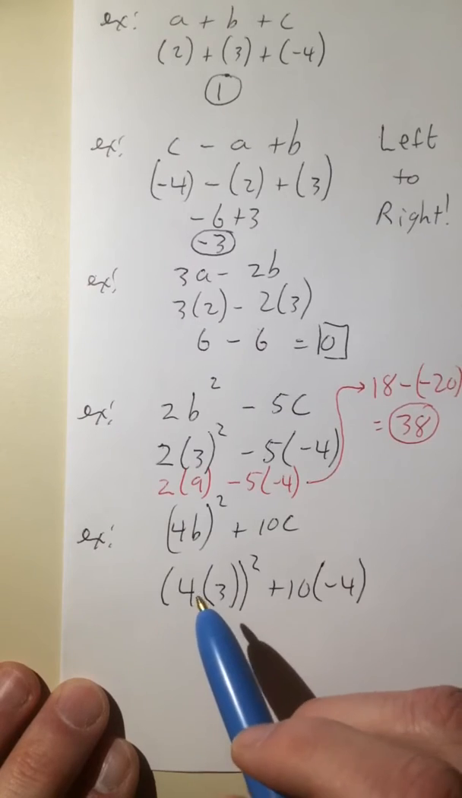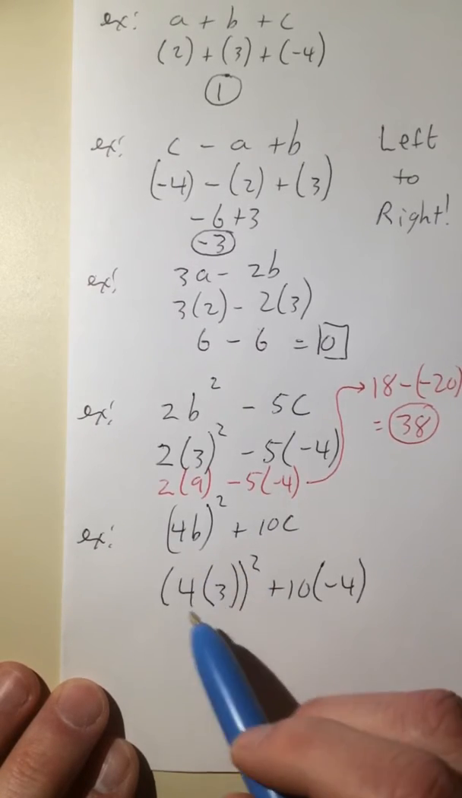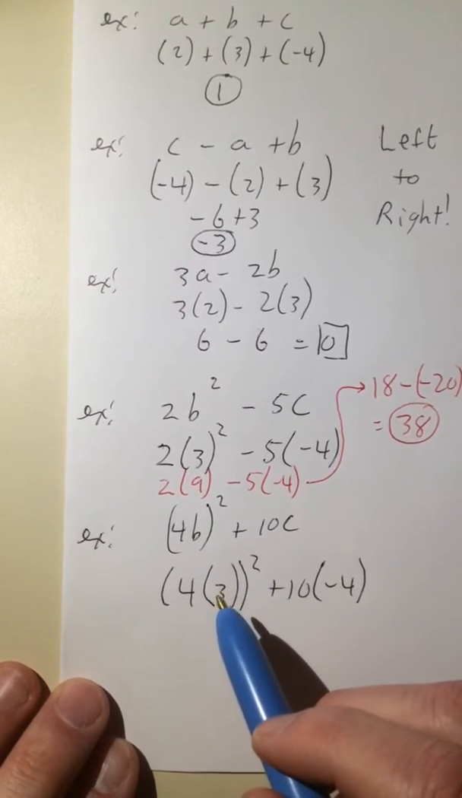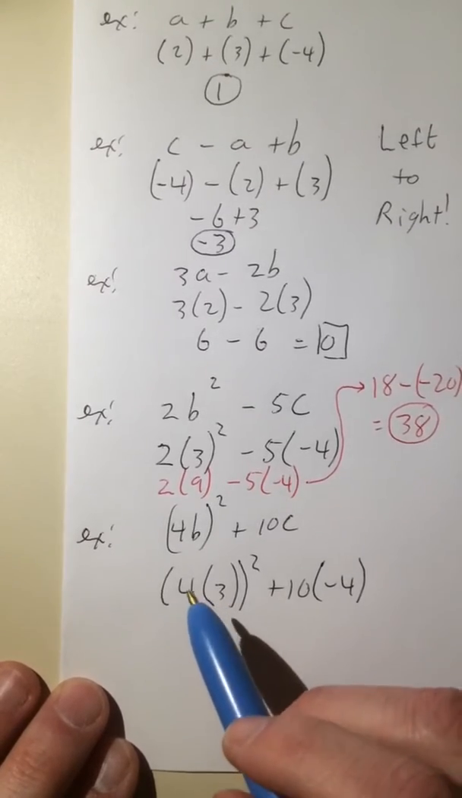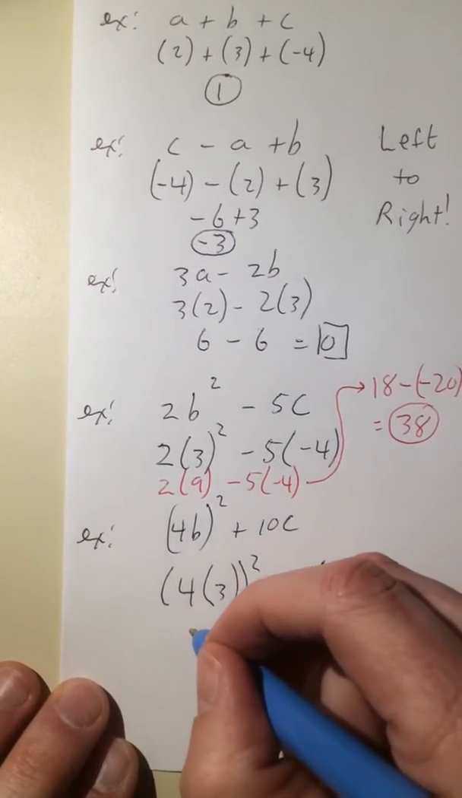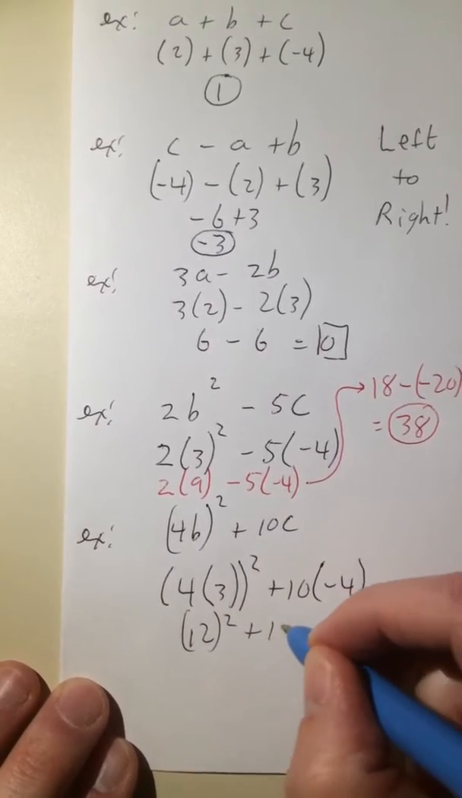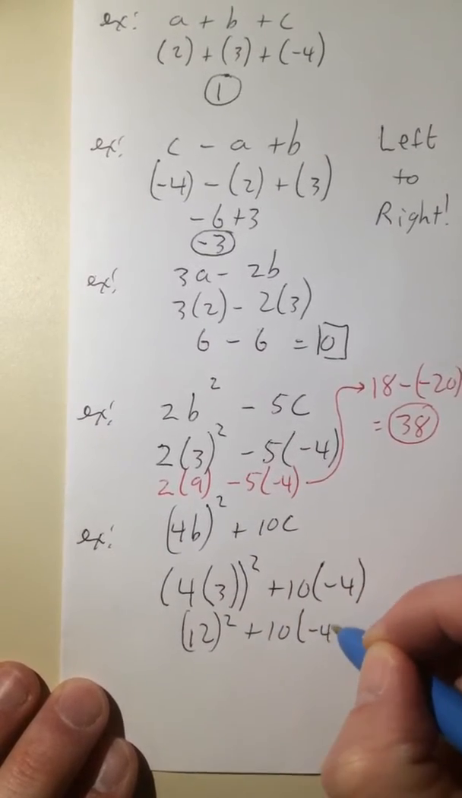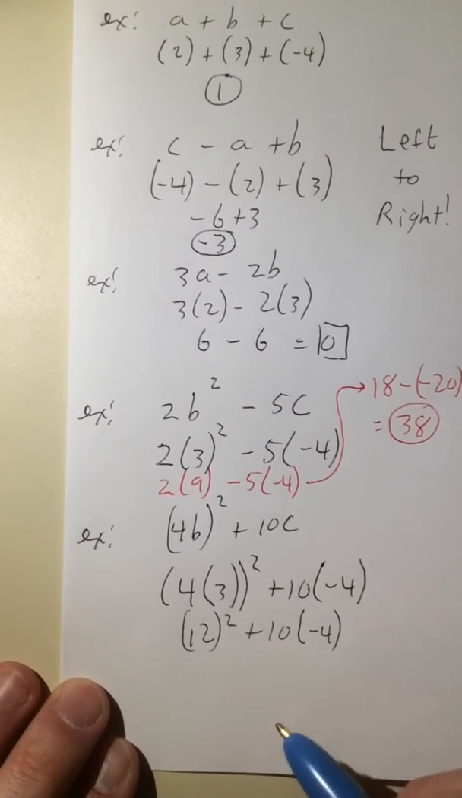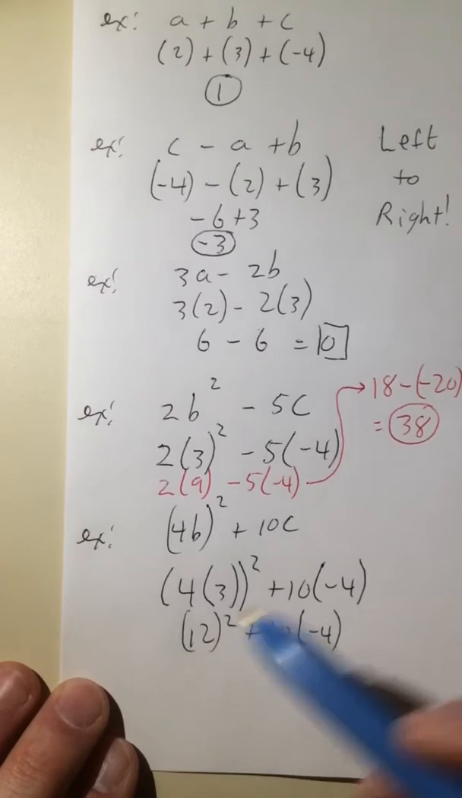So now we have parentheses, and we can do some work inside the parentheses. And this says 4 times 3. So again, inside parentheses goes first. 4 times 3 is 12, so we do that step first. So we got 12 squared plus 10 times negative 4. And now we did parentheses, now we go on to exponents, P-E, PEMDAS, right, E for exponents.